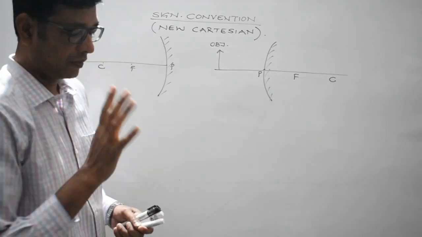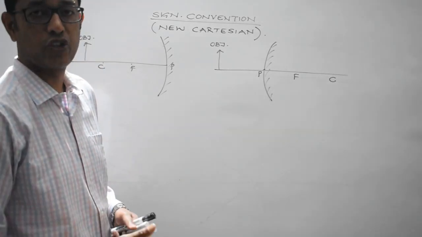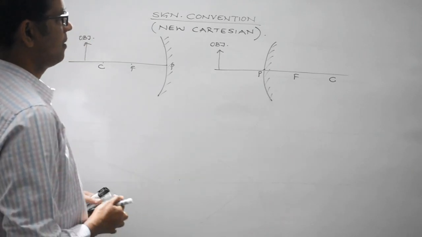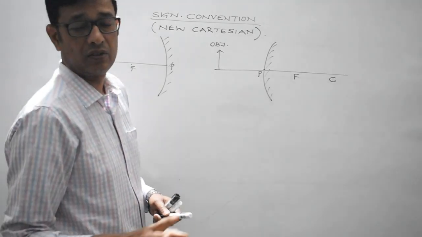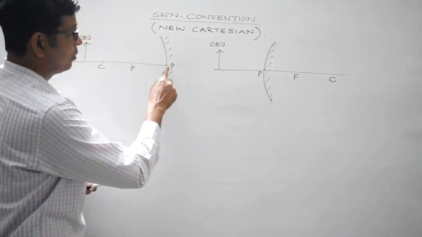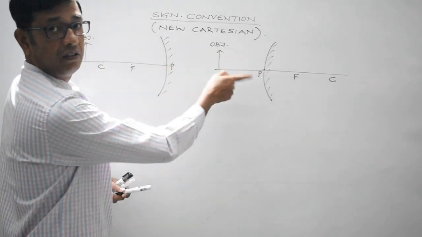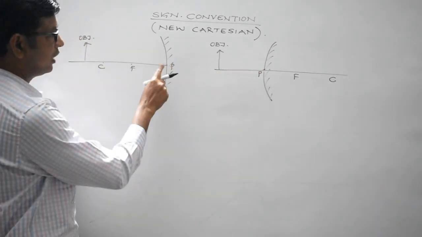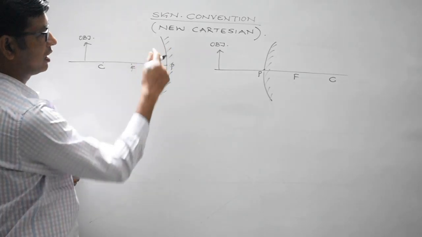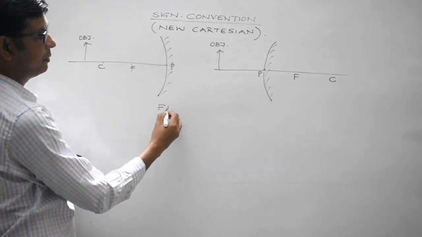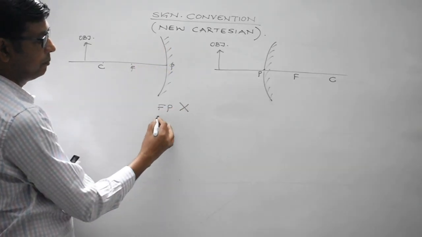Now, the first convention which we will be using is all the distances are to be measured from the pole of the mirror. Now, if you write the focal length of this concave mirror, you should not write FP, this is wrong. You should write PF.